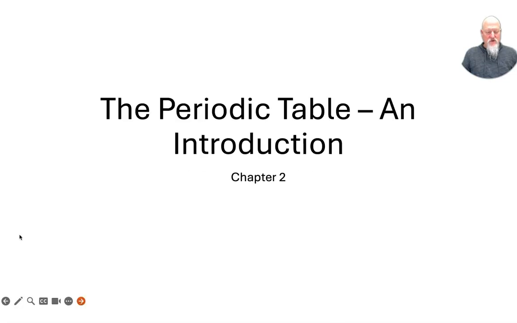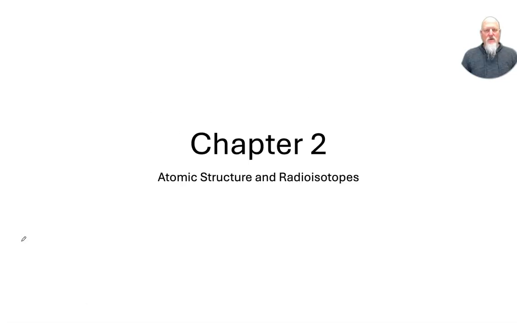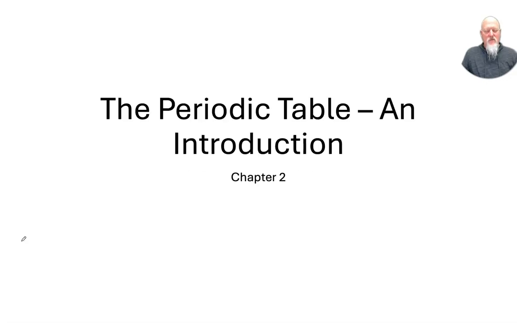Right, so now we're in chapter 2. Alright, so now we're going to talk a little bit about the periodic table and elements. So the periodic table is a tool that chemists use for a lot of things. First of all, it contains all the known elements.